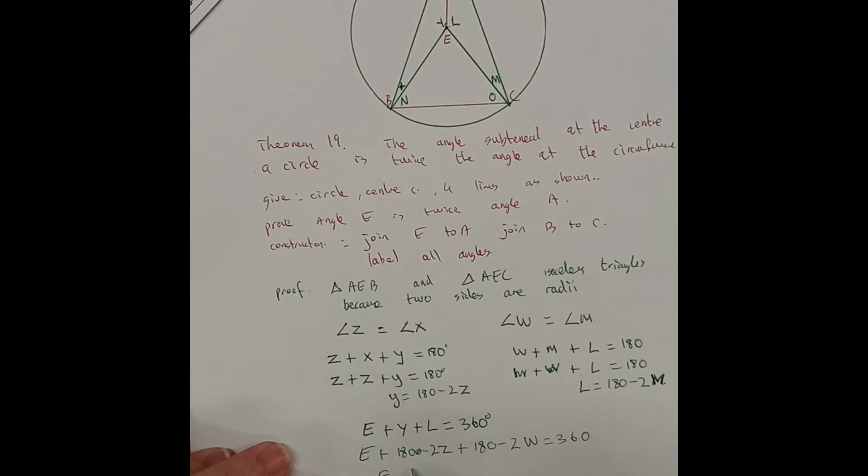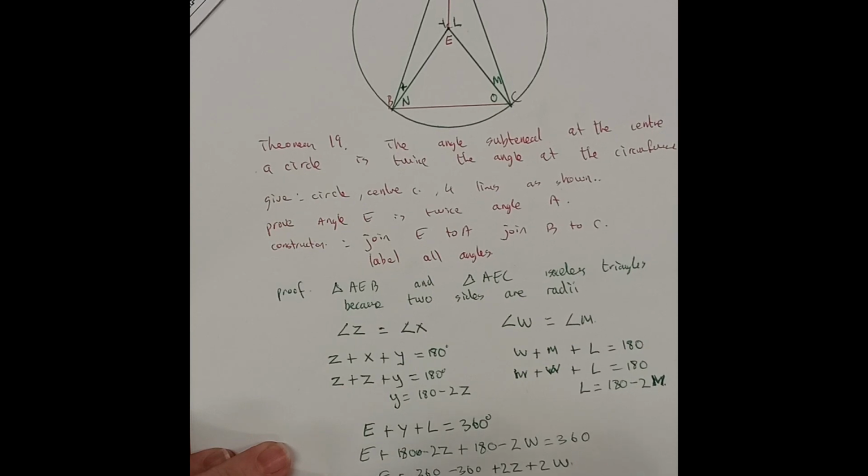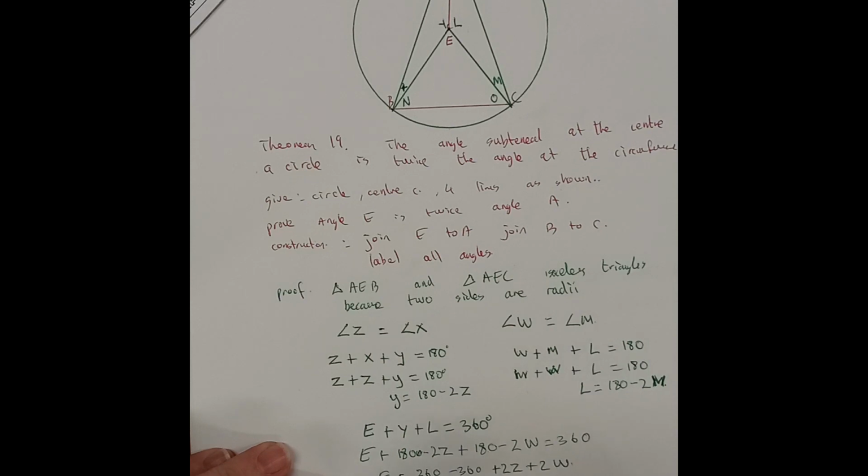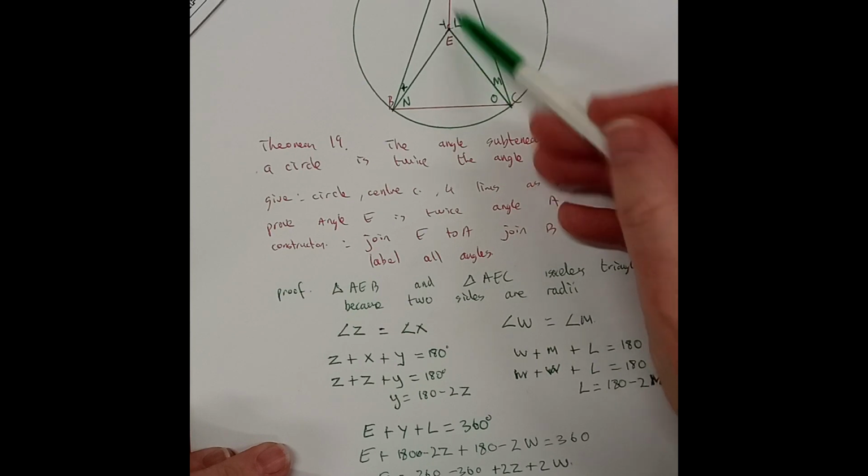So E is equal to 180 plus 180, which is 360, minus 360, which is already there because you brought it over the equal sign, and then you have a minus 2Z, which is a plus 2Z on the other side, plus 2W. They cancel, so E is equal to 2Z plus 2W, but E is equal to 2 times Z plus W. Z plus W is A, and E is equal to 2A, which is what we said. This is twice that.